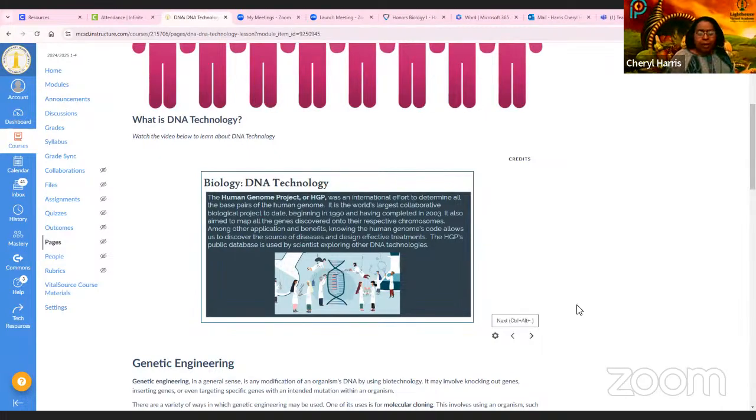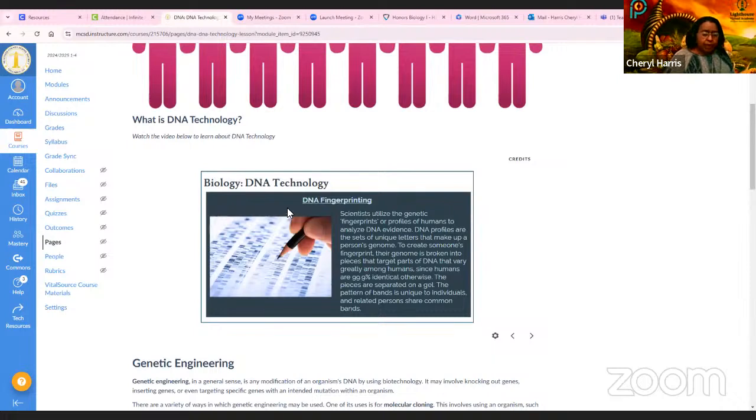So recombining characteristics. DNA fingerprinting. This is very current these days in solving crimes.